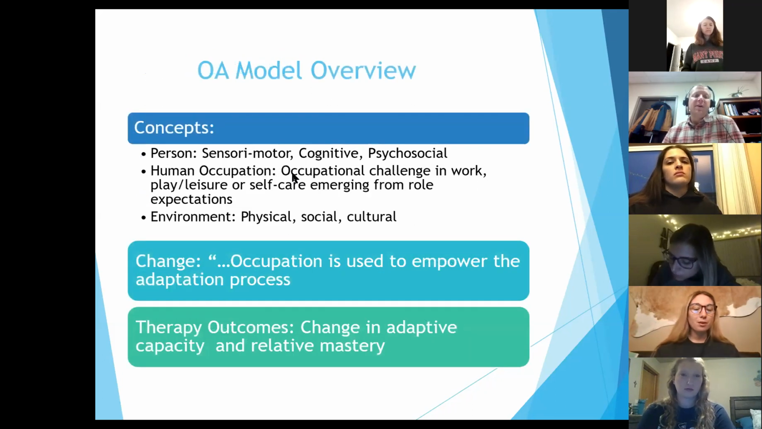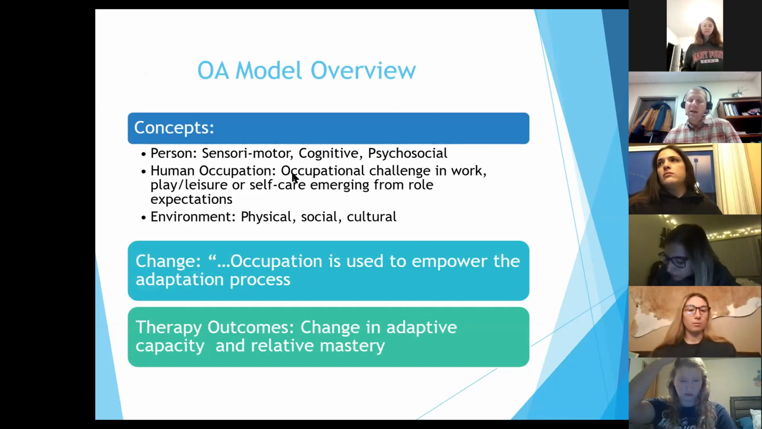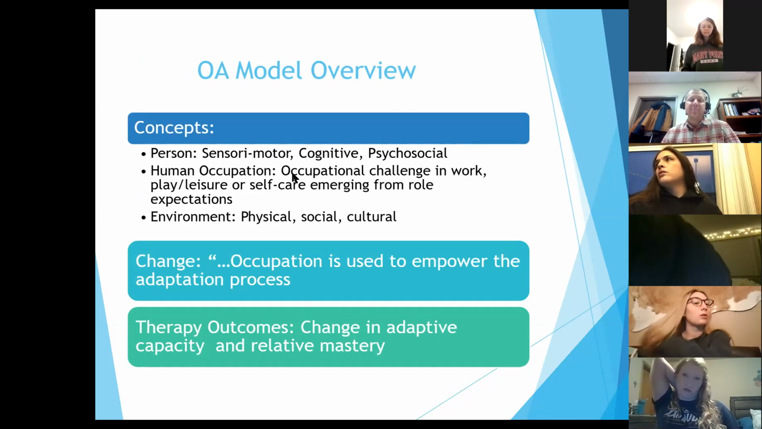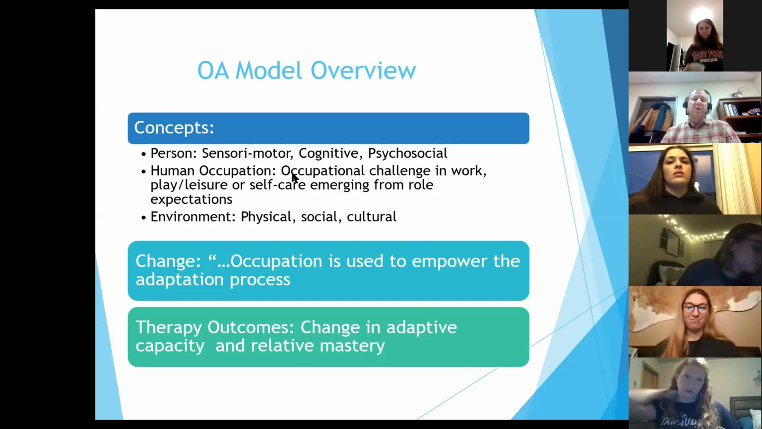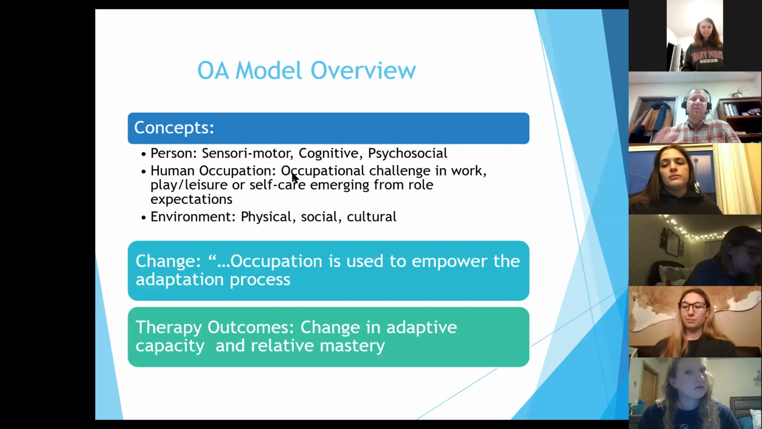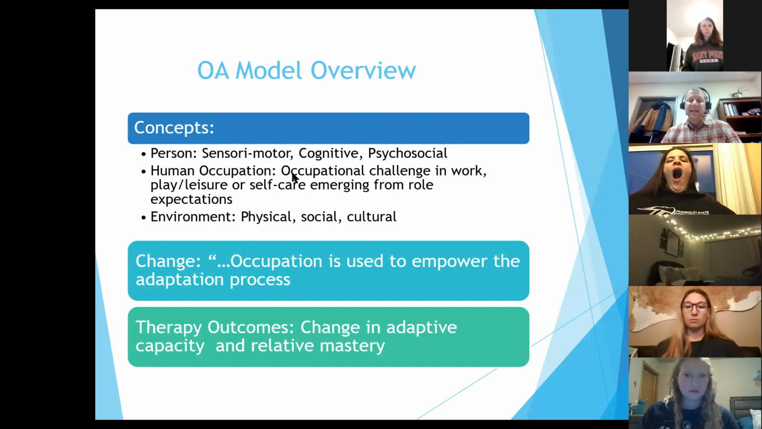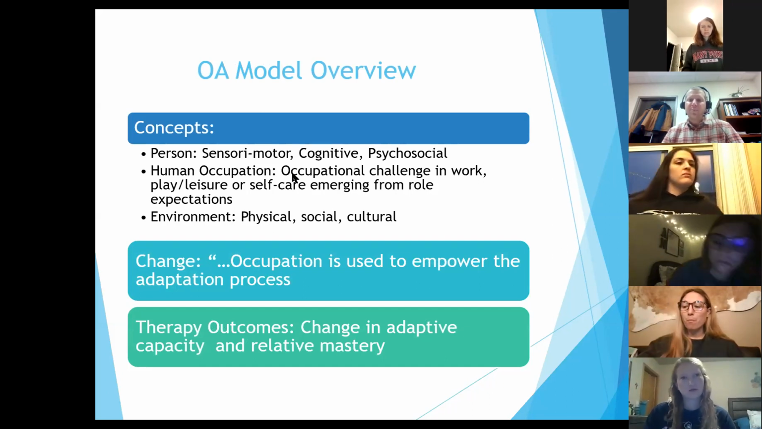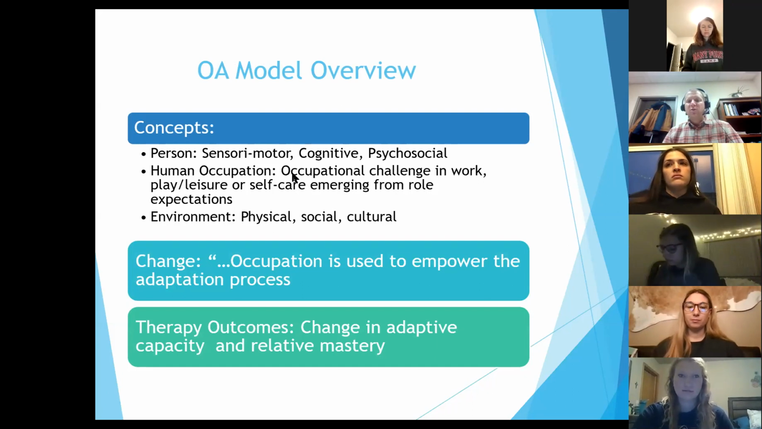When we look at the concepts, a person is made up of, and we'll go over these in greater detail, a sensory motor component, a cognitive component, and a psychosocial component. The person experiences senses, we move, we have those motor skills, we're interpreting all of our senses all at once, which helps our coordination. Cognitive, again, I had talked about learning and adapting and learning to adapt. So there's a really heavy cognitive component to this model: how we think, how we learn, how we process. There's also a psychosocial component, so how well we interact with others.